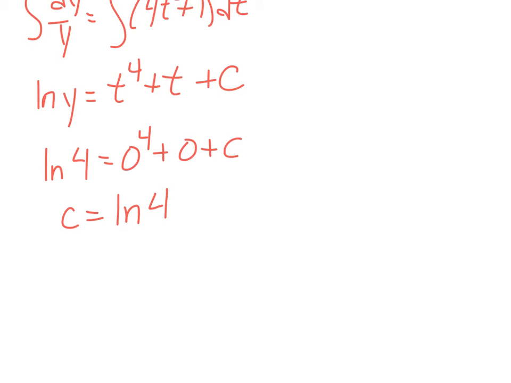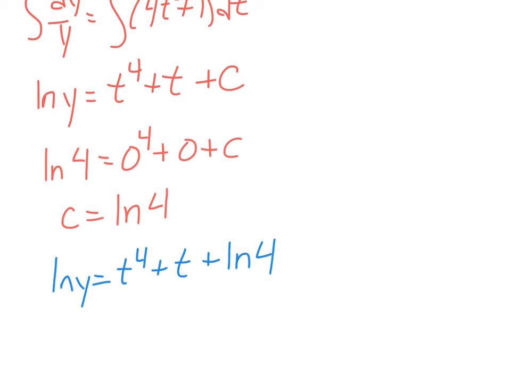Okay, so now we can come back and we would have the natural log of y equals t to the fourth plus t. Now we're going to say plus the natural log of 4. Now we do need to solve for y. It just made sense to find c before we did that on this problem. Sometimes it may not.